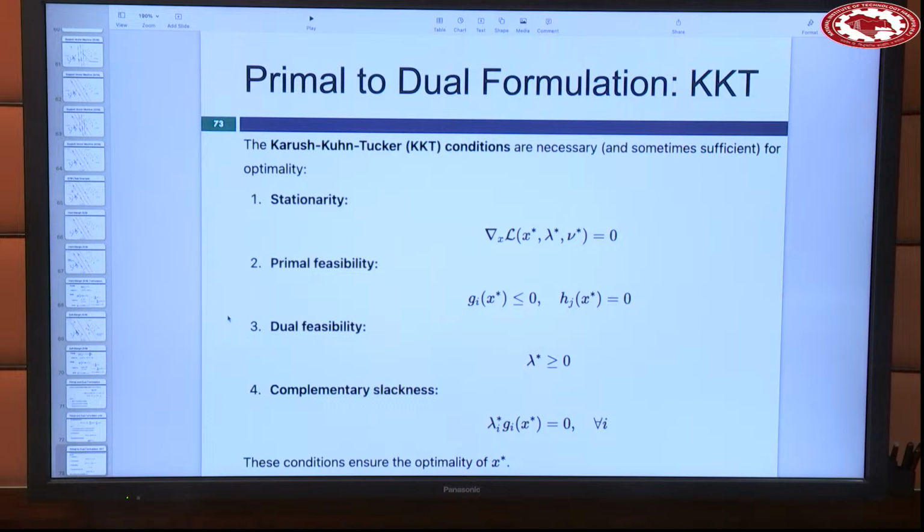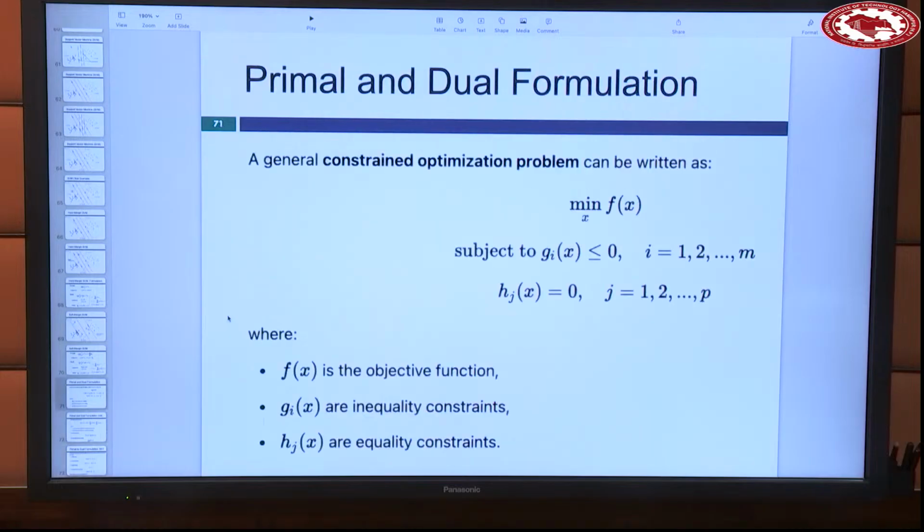This is primal feasibility. You know that g_i(x*) must be less than or equal to 0 at the optimality. This is the condition you have in the primal, so it must hold for the optimal point as well.